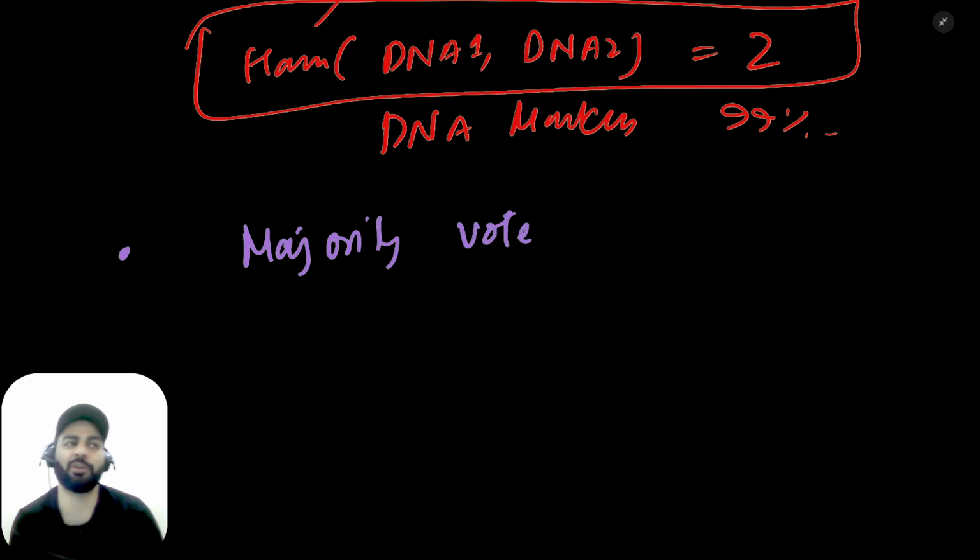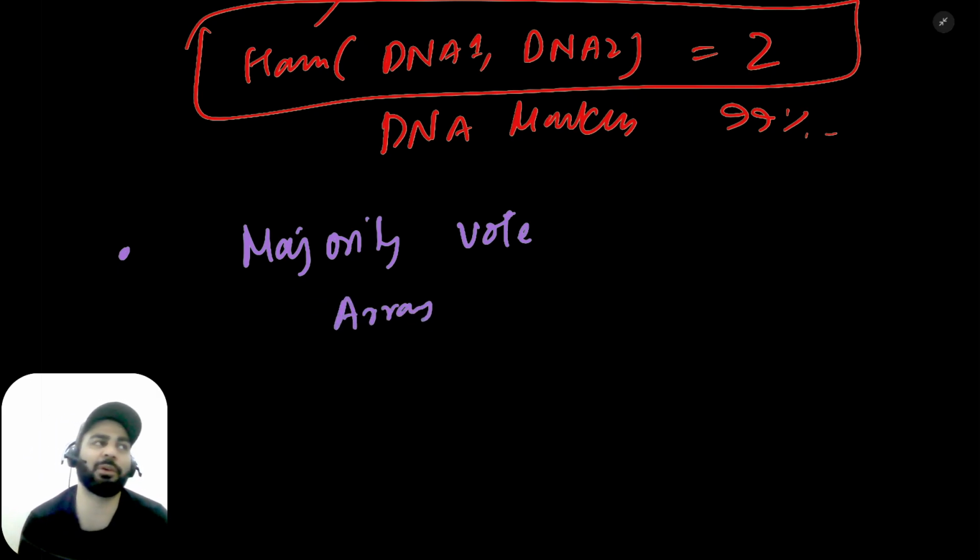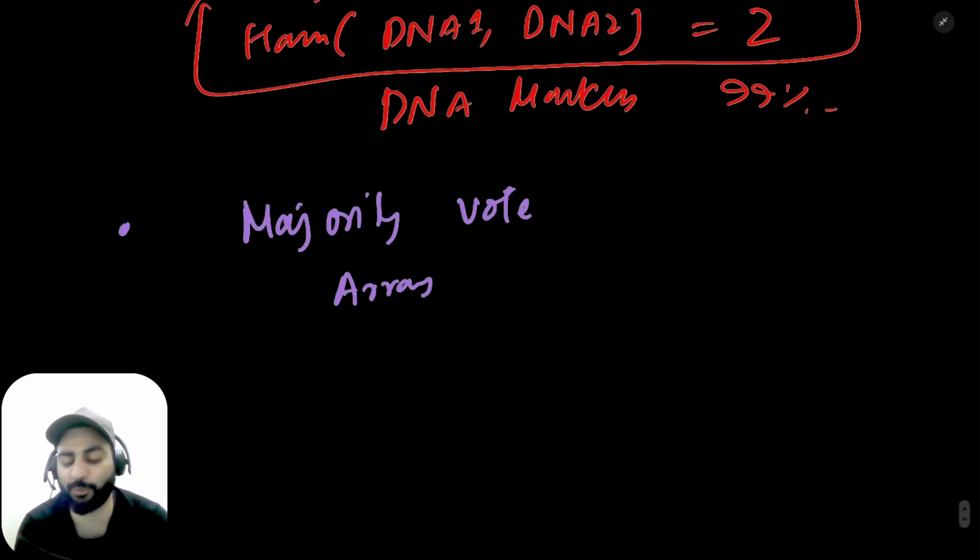So what's the meaning of majority vote? There is an algorithm of majority vote. Okay. So if you have an array, even the people among you who are solving DSA will have seen this majority vote problem. Now the problem changed into an algorithmic problem. Okay, now you'll have to find the ways.